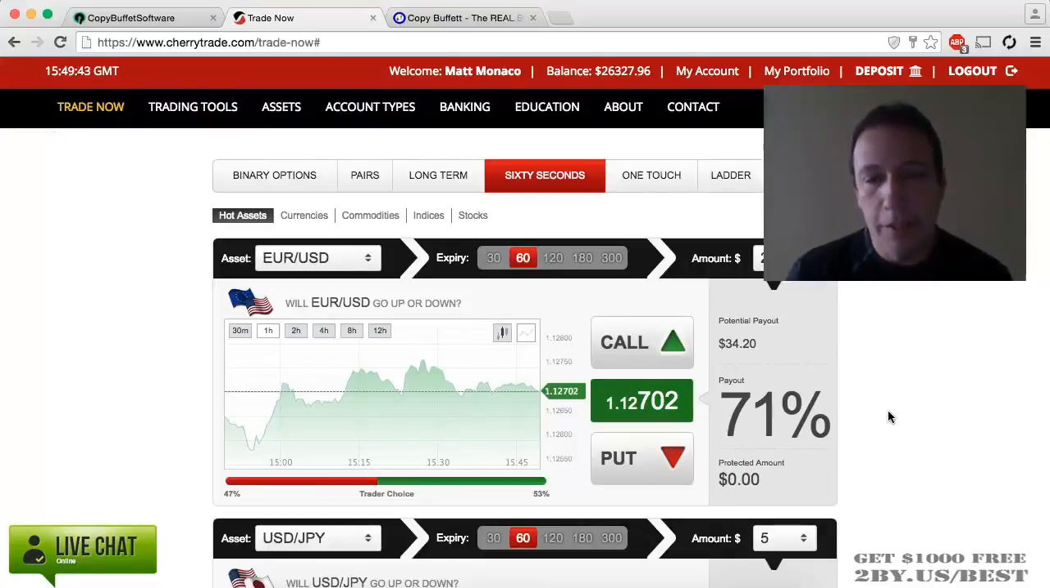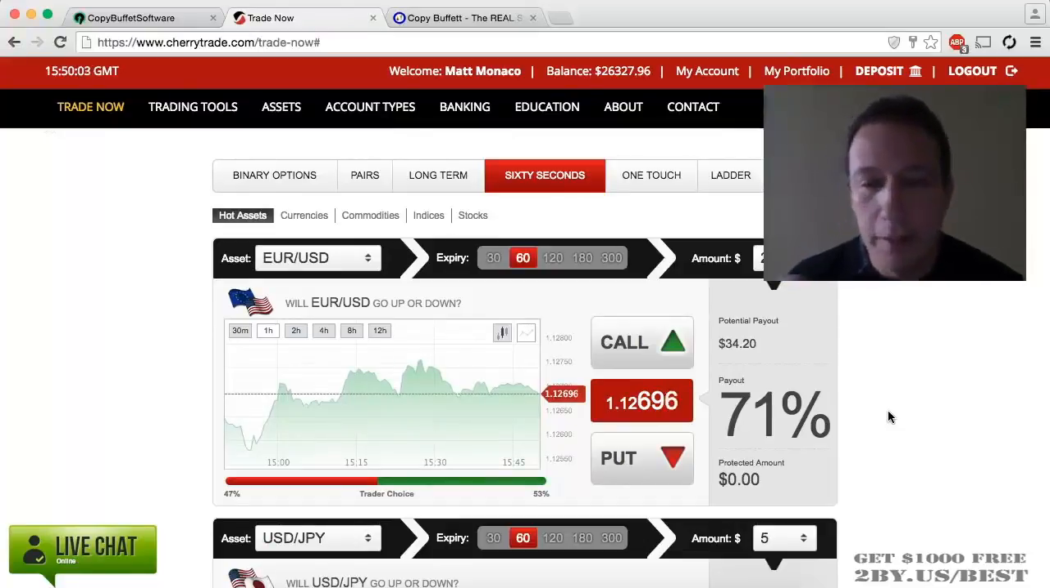So we have about 15 seconds left. So why don't we just see if this one is going to finish in the money? Certainly we hope it does, because we are fans of the Copy Buffett software, and we want to see success. With 5 seconds left, it's going to be very close, and it just finished at 698.